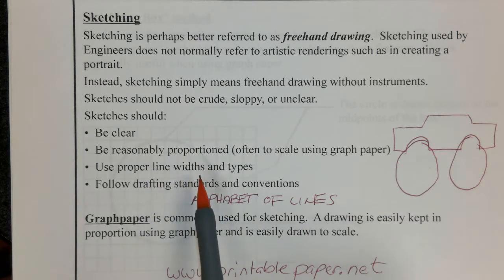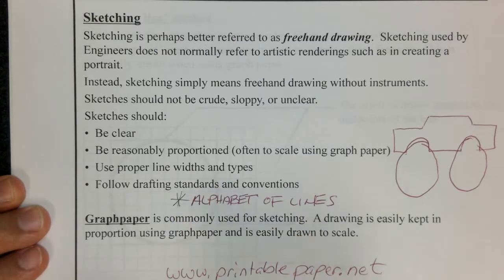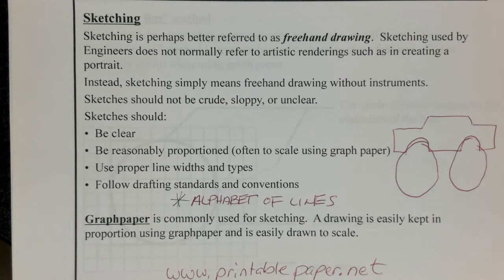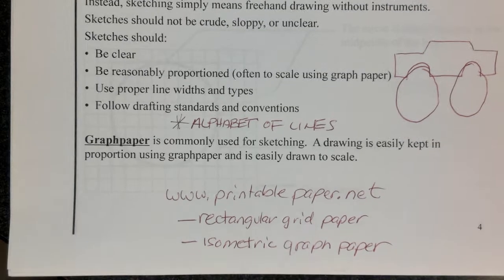Also use proper line widths and types. We are going to learn about the various types of lines, and I would encourage you to go on the internet and find some information on the alphabet of lines that gives you a description of all the line types used on engineering type drawings. As far as graph paper is concerned, one site that I found on the internet that's very good is www.printablepaper.net. You can download some rectangular grid paper and some isometric grid paper. Okay?